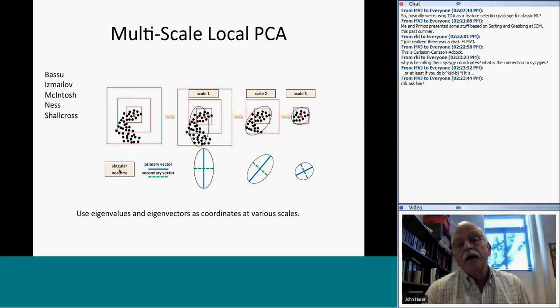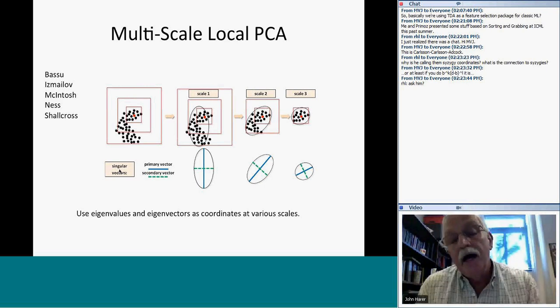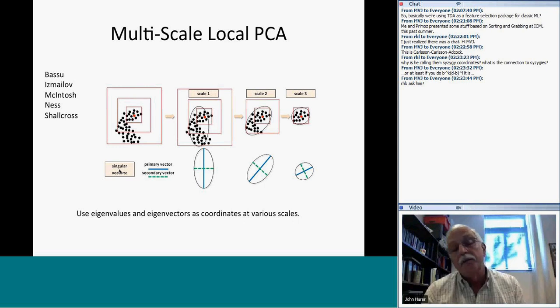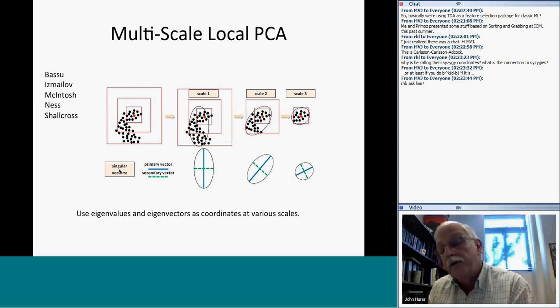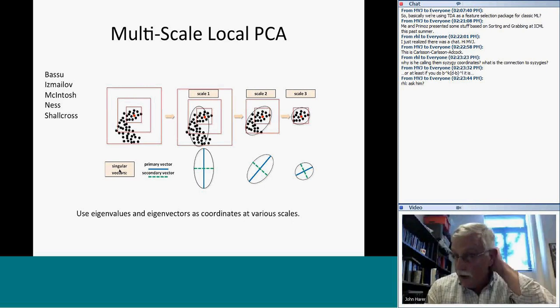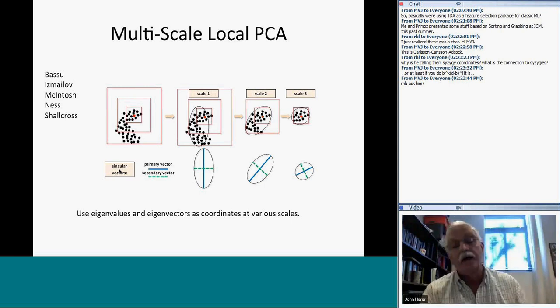So you see in this slide, when you're at scale one, which is the largest scale, you look at all of those points. The best fit ellipse is vertical, as you see. As you move in smaller, all those points below disappear. The data set seems to tilt, so you'll see the best fit ellipse tilt to the right. And then you move in even smaller, it tilts even more. And more importantly, you'll notice that the size of the eigenvalues tends to be about the same by the time you move in at small scale.